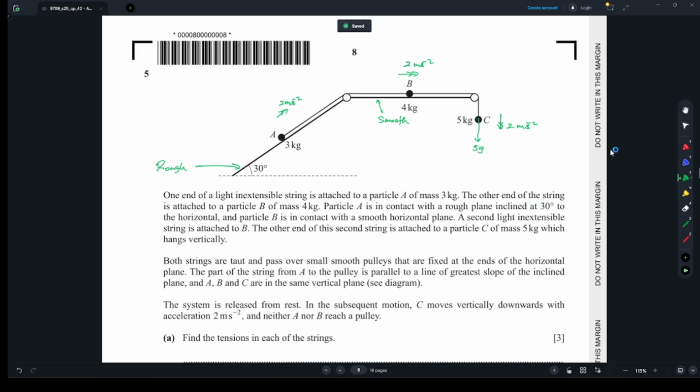Okay, so that's done. Then we also have to indicate the tension of each. Since A is on an incline, I need to consider this also, and the surface where A is, it's a rough surface, so I have to consider the contact force also. So let's say RA.